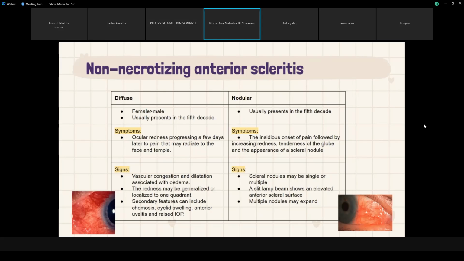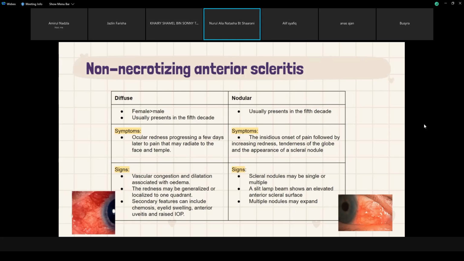So moving on to the non-necrotizing anterior scleritis. This type is divided into two, which is diffuse and nodular. Diffuse is more common in females compared to males and usually presents in the fifth decade. Symptoms include ocular redness progressing a few days later to pain that may radiate to the face and also temple. The signs include vascular congestion and dilatation associated with edema.